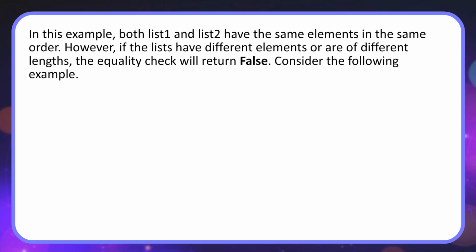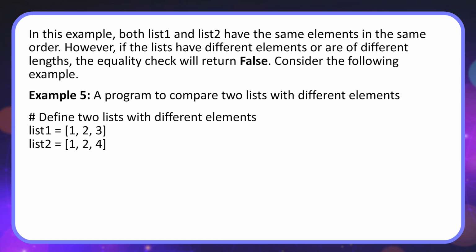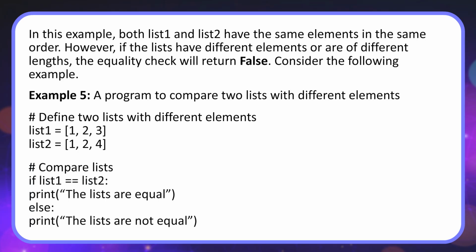Consider the following example. Example 5. A program to compare two lists with different elements. # Define two lists with different elements. list1 = [1, 2, 3]. list2 = [1, 2, 4]. # Compare lists. If list1 == list2, print('The lists are equal'), else print('The lists are not equal').